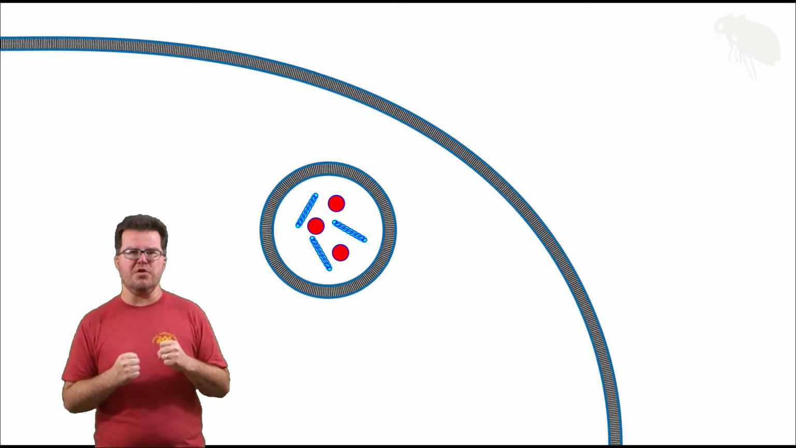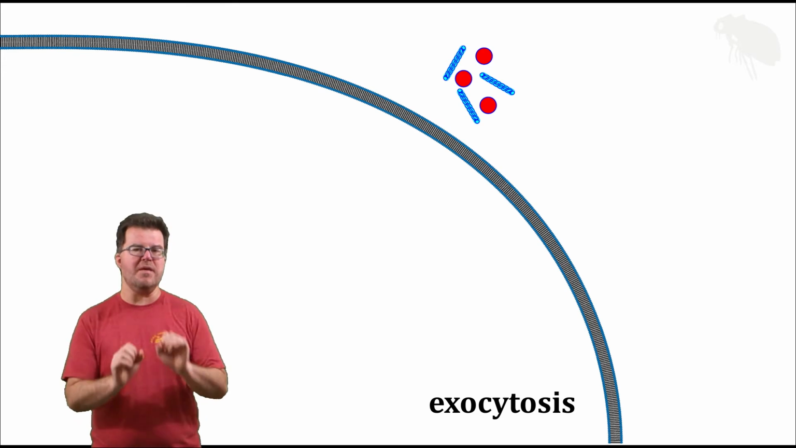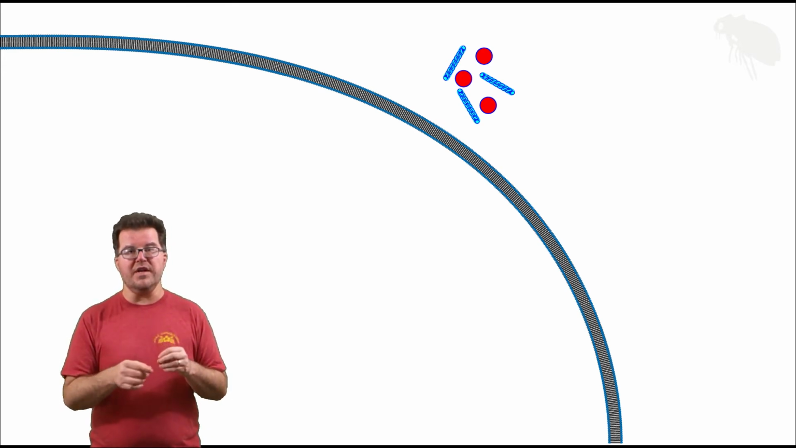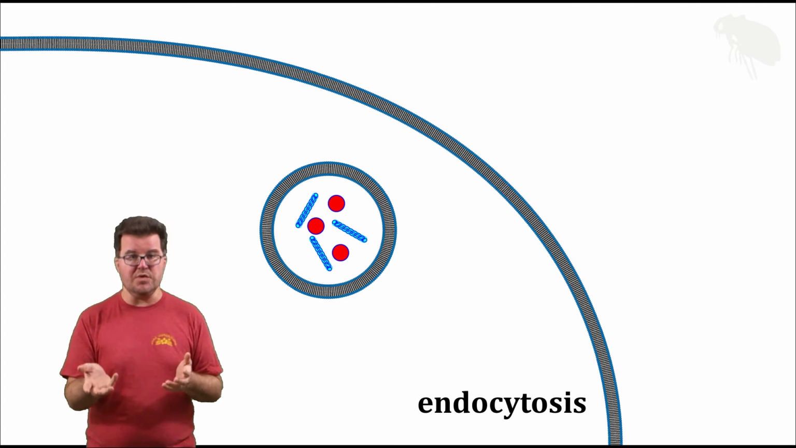When vesicles are involved, we're going to see them either fuse with the membrane to push their contents outward, like this, and that's called exocytosis, outward movement of the substance through the membrane against its gradient using a vesicle. Or alternatively, a vesicle can be formed to pull objects into the cell like so, which is called endocytosis.